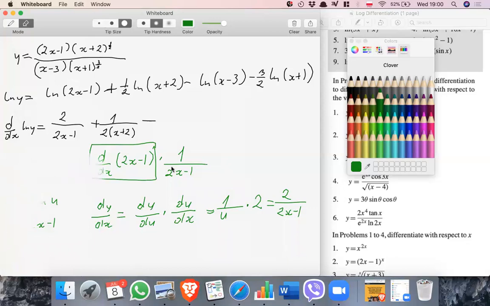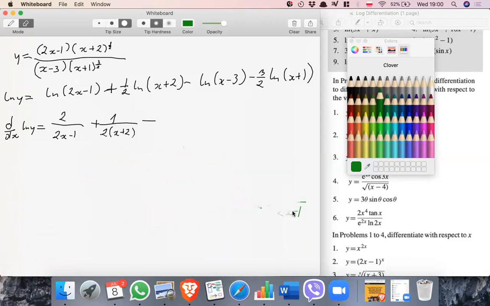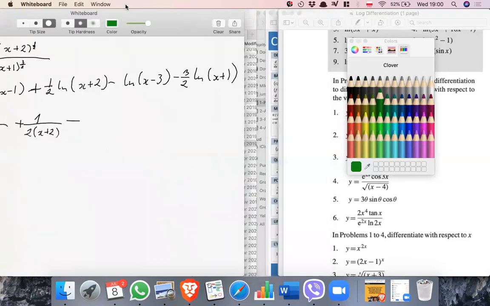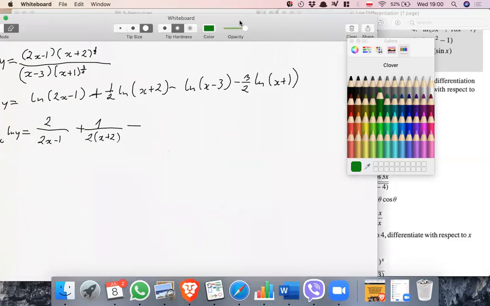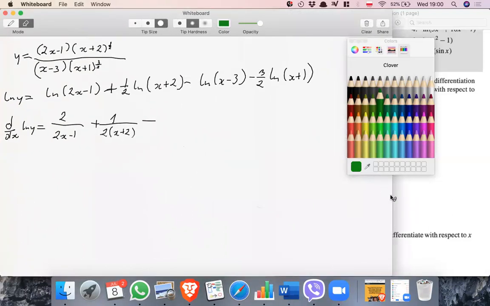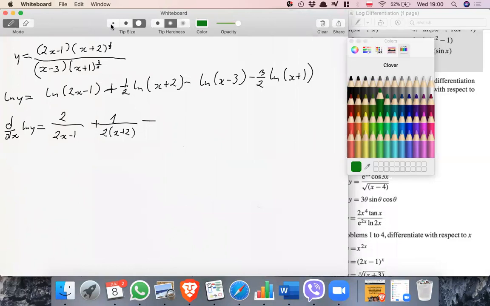So let me just step back and continue with that derivative. So that's for the first one. The second one, the third one will be minus 1 over x minus 3, and finally we have minus 3 over 2. So above the line we'll have 3 anyway, and then 2x plus 1.